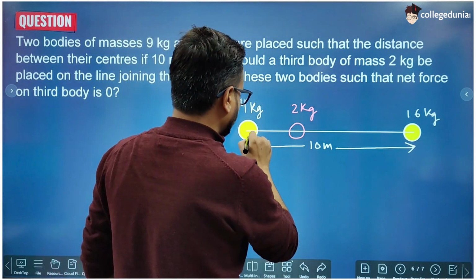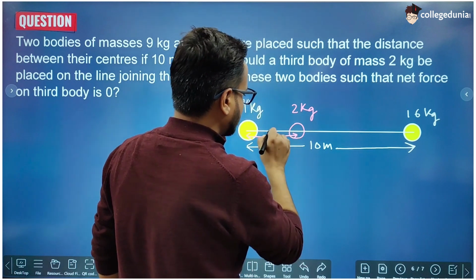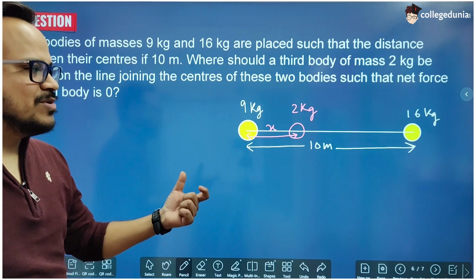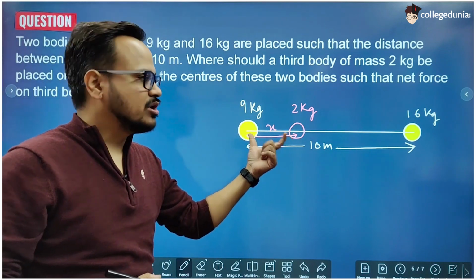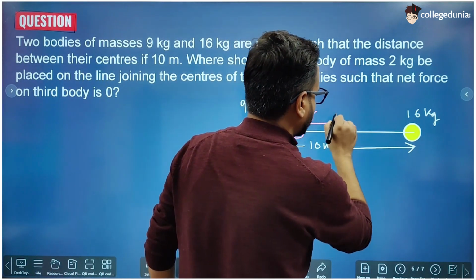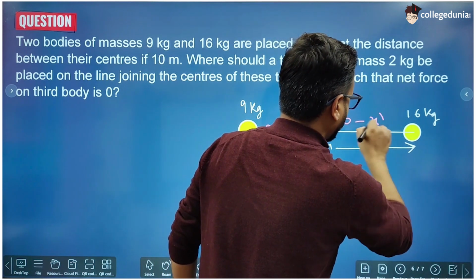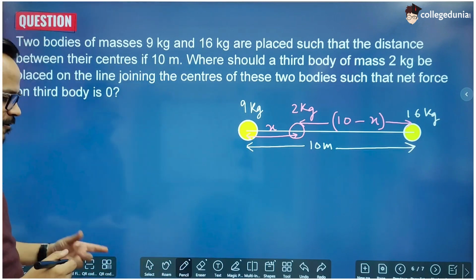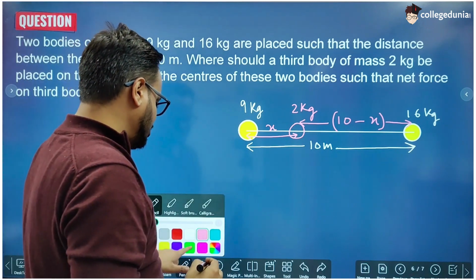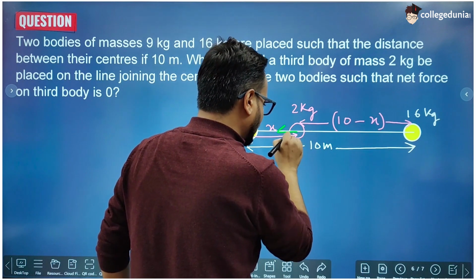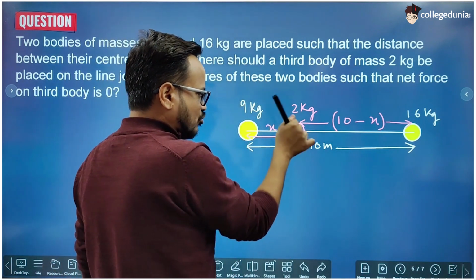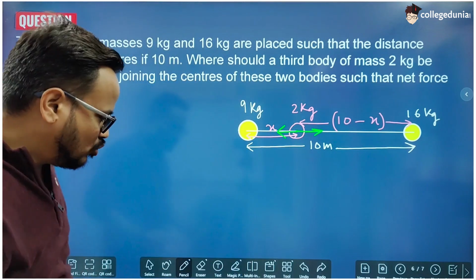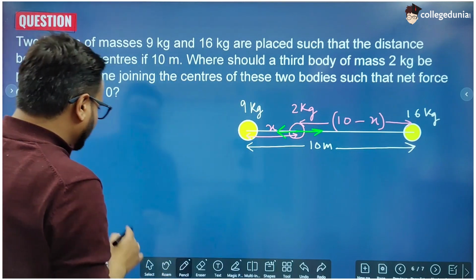Let's not make any mistake. Let this distance be x, which is the distance between the centers of these two bodies. Then what is this distance? This distance is 10 minus x, and we have to find the value of x. Now it is placed at this position such that the force of attraction of the 9 kg mass on it and the force of attraction of the 16 kg mass on it are equal in magnitude. So let's put them equal.